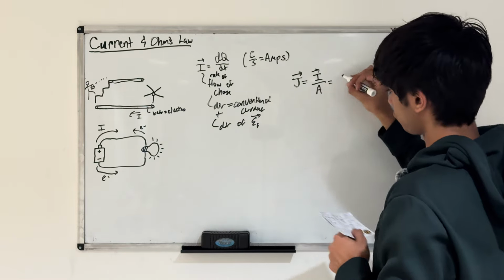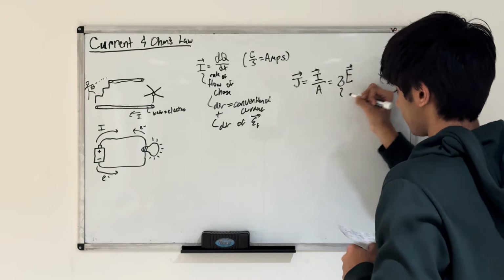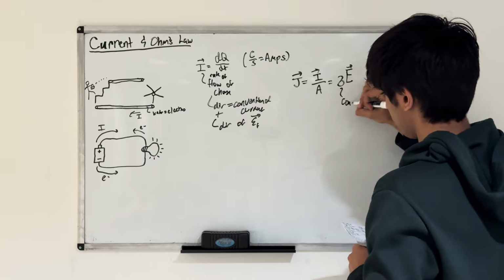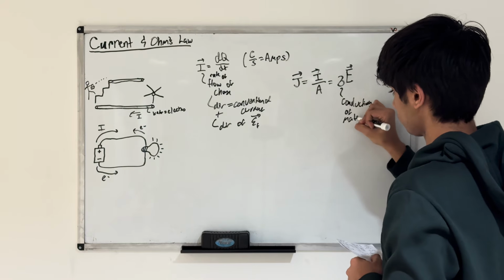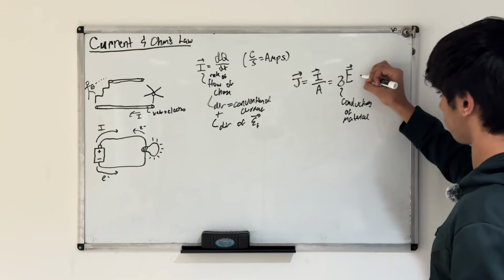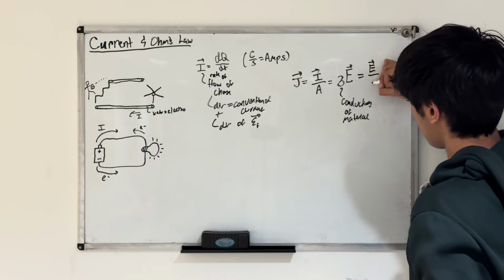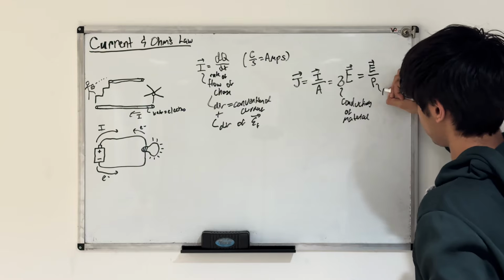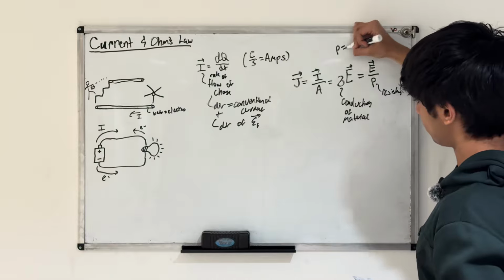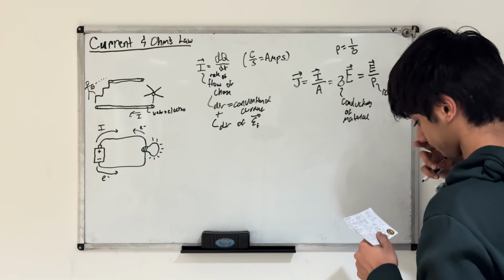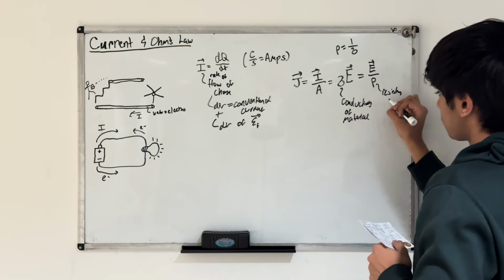This is also equal to sigma times the electric field. What sigma represents is the conductivity of a material, or in other words, how well it conducts. But the more important way of looking at this is that it is equal to our electric field divided by rho, the resistivity of a material. The relationship is that resistivity is equal to 1 over the conductivity.